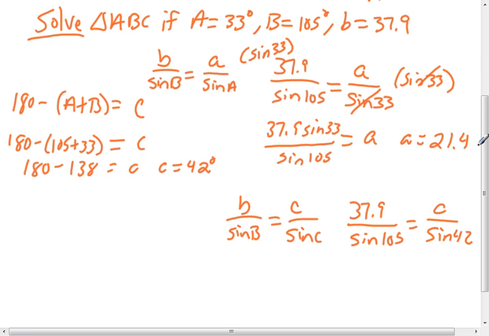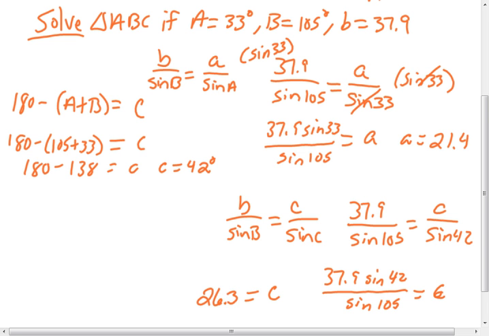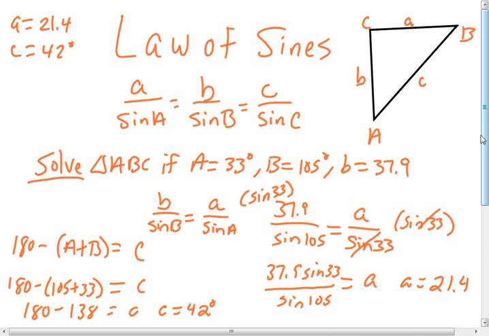Taking this and doing the same thing we did above, multiplying by sine of 42, we have 37.9 times sine of 42 divided by sine of 105. Punching that in our calculator will give us c, and c in fact is 26.3. So there will be our final piece of the puzzle, 26.3 for little c. And that's how you use the law of sines.